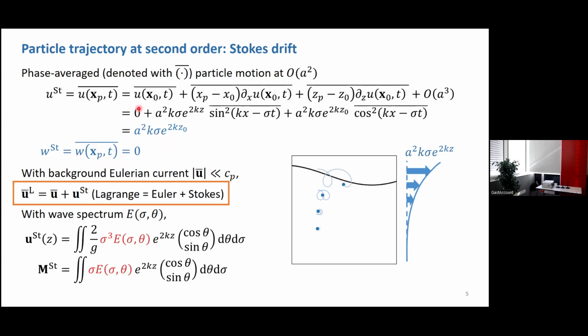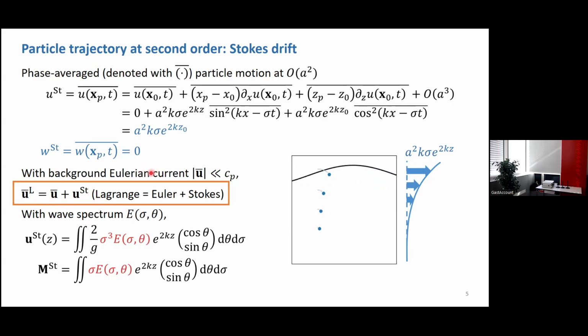This is a calculation where there is no background Eulerian current, but even if there is a background current, as long as it's not too strong to break down the wave orbital motion, the relationship still holds, and we get this general relationship: the Lagrangian mean velocity is the sum of the Eulerian mean velocity and the Stokes drift.